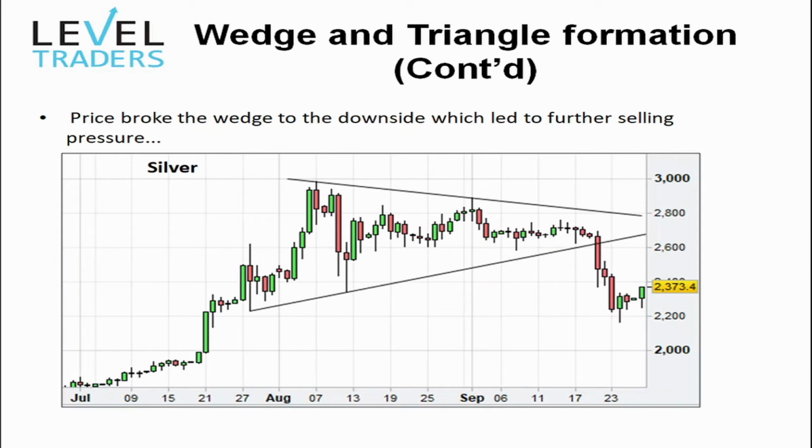One thing to note here is whichever way this pattern was going to break, it could have gone either way. The move that followed was always going to be big. You usually get a big move once a break happens regardless of direction. So the wedge and triangle formation is almost like the calm before the storm. Now let's have a look and see how traders can play a breakout of a triangle formation.